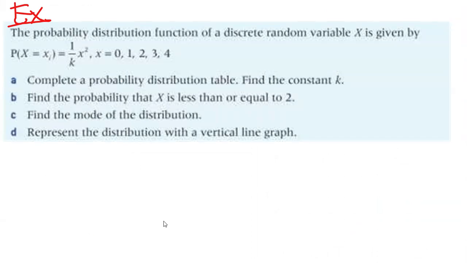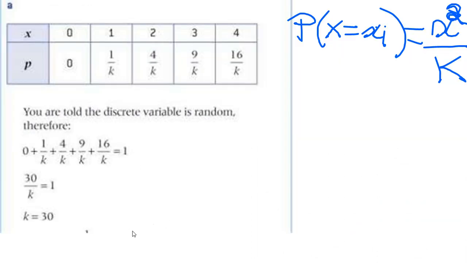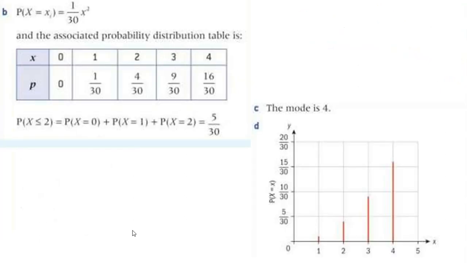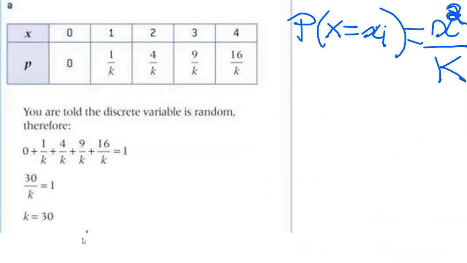Find the mode of the distribution. The mode is the value of x that has the highest probability. Which one has the highest probability? It's 16 over 30, so the mode is 4. And if you draw it here, you can see that for x equal 4, I have the highest probability here.